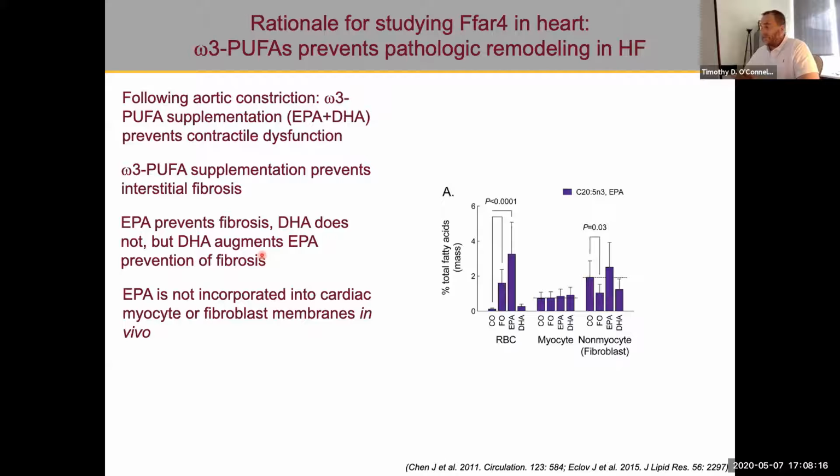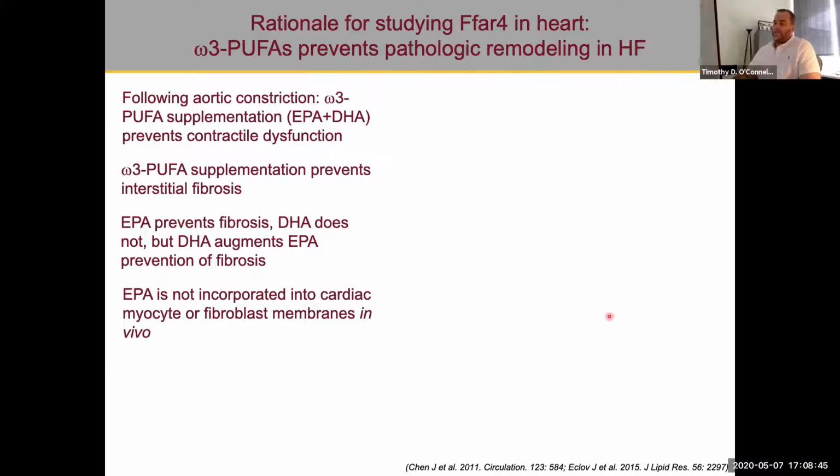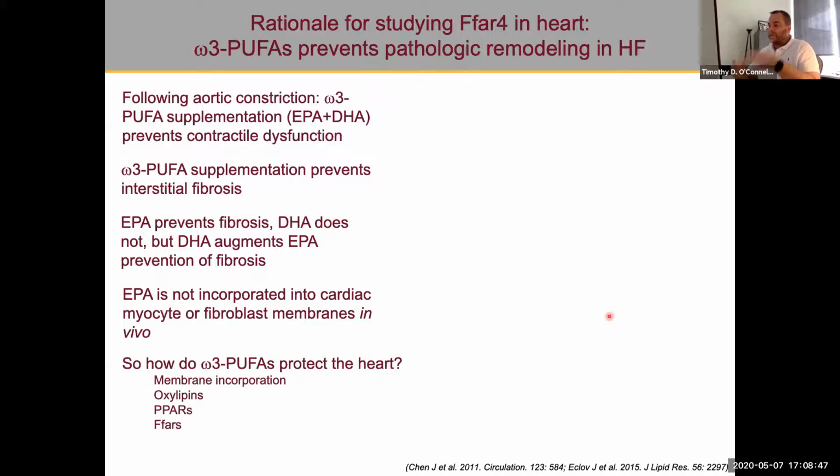The first thing we actually examined was omega-3 incorporation into cellular membranes in the heart, because at the time, this was the accepted mechanism of action. And when we measured this, we found that with dietary supplementation, DHA is readily incorporated into cardiac myocytes and fibroblasts in vivo, but EPA is not. So if we give EPA diet, we can see EPA levels are increased in red blood cells, but not in myocytes or in non-myocytes. So if EPA is having a cardioprotective effect, it's doing so independent of membrane incorporation.